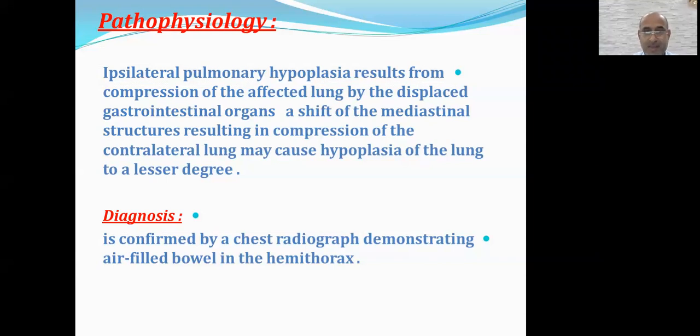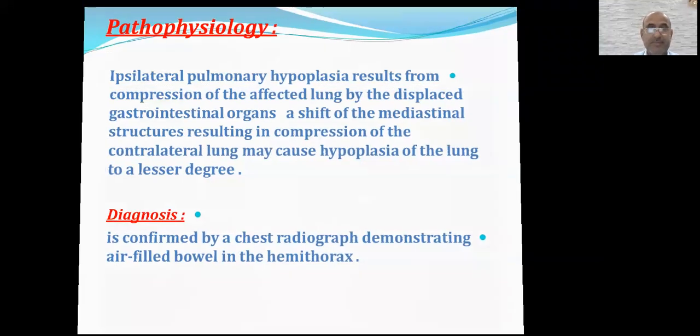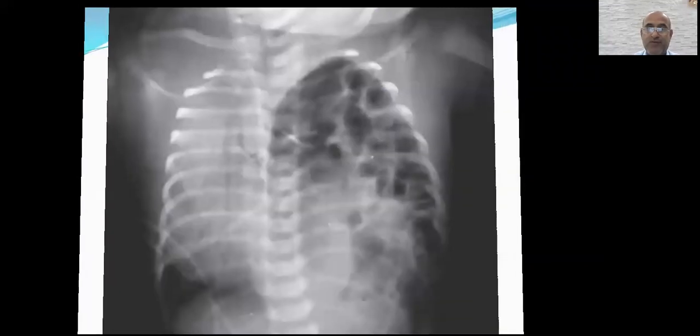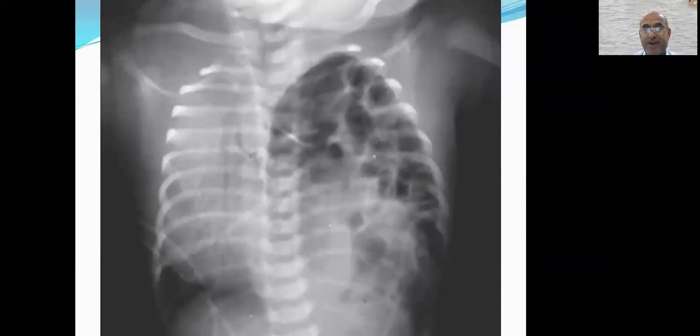Diagnosis is confirmed by chest radiograph demonstrating air-filled bowel in the hemithorax. This is a picture of diaphragmatic hernia with gastric content in the left chest. Of course, you can see a lot of gastric content making pressure and shifting the mediastinum to the other side.